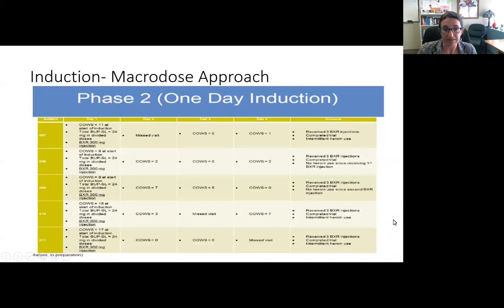Then a follow-up to this macrodose approach was the 1-day inductions. This was phase 2, and these individuals were given a test dose of the sublingual 24 milligram right from the get-go. This is the real macrodose induction, and then if they tolerated that, immediately were given the Sublocade 300. And you can see as well that their COWS scores were minimal, with again outcomes showing a couple with intermittent heroin use, some with none, and all remaining on treatment.